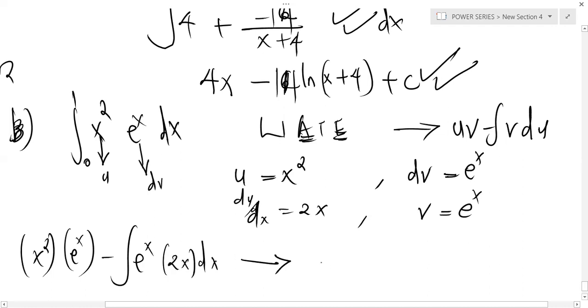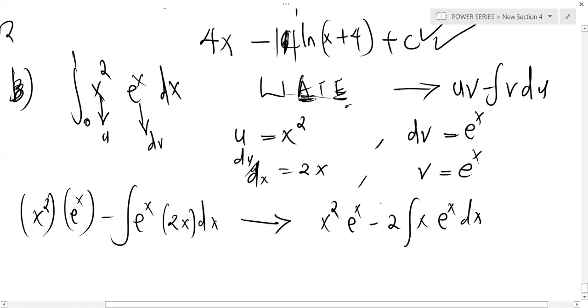So I want to rewrite this in a better way. So I have x squared exponential x minus, let's take the 2 outside. We have x exponential x dx. I've written it in the form Liate, where algebraic should come before exponential, so that I use integration by parts again. Let this be u, let this be dv. Some of you are not doing this last part. We do it again, the integration by parts.